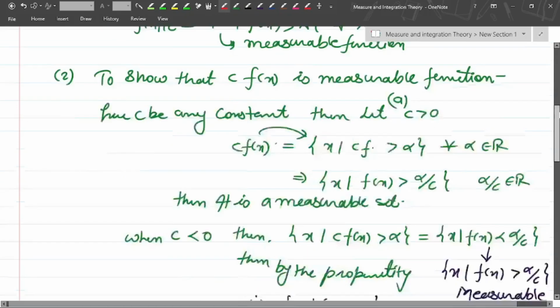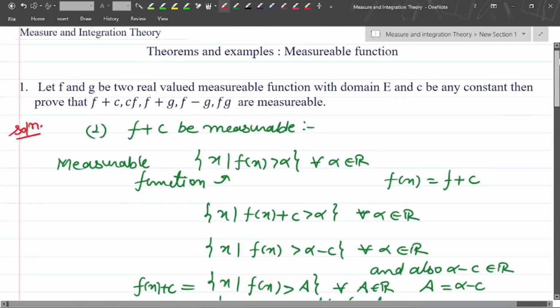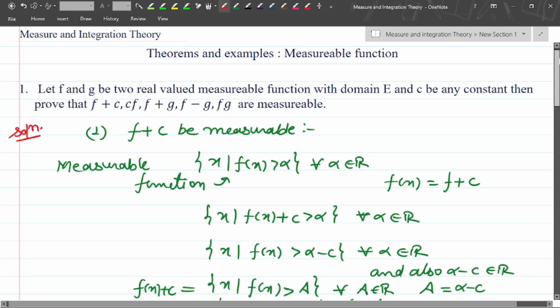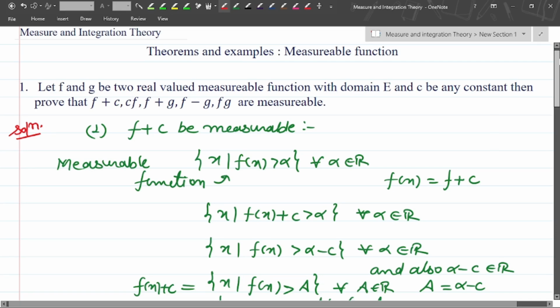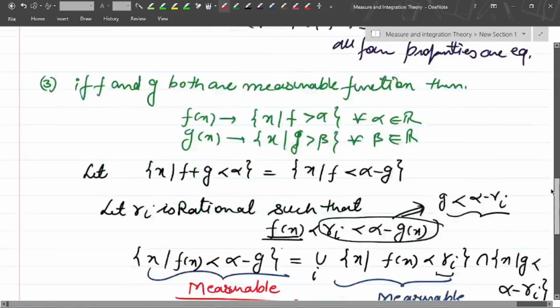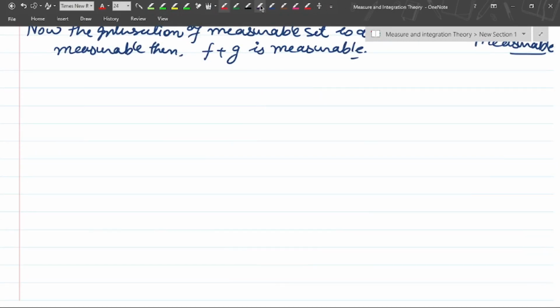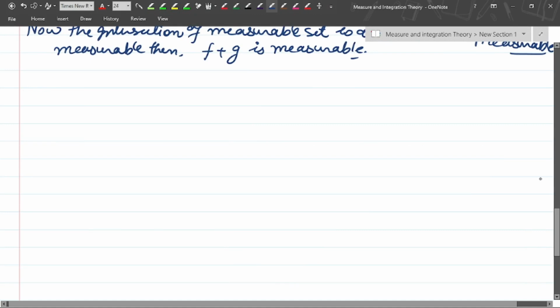And now I think the last one is f minus g. Similarly, we'll put f minus g and f into g. Okay, we have two more. So the next one, I think the fourth one, is that f minus g is measurable. That's what we want to show.